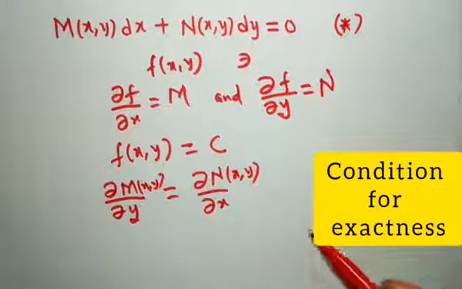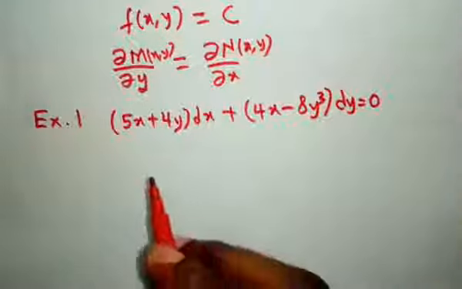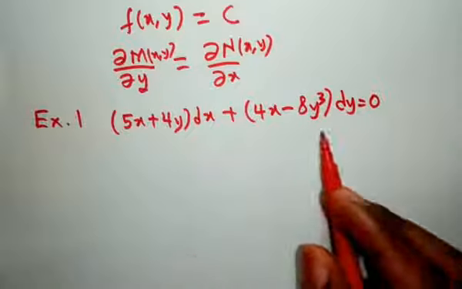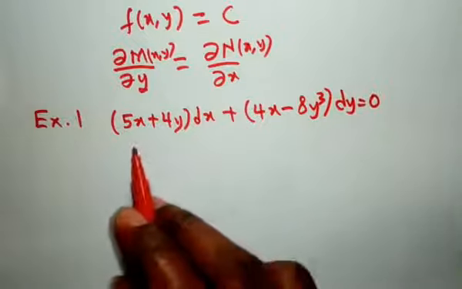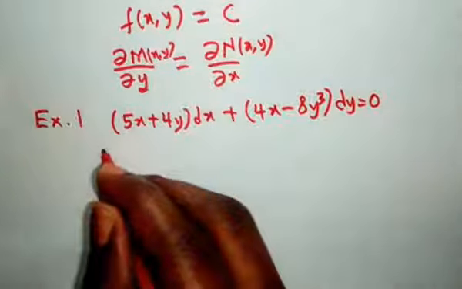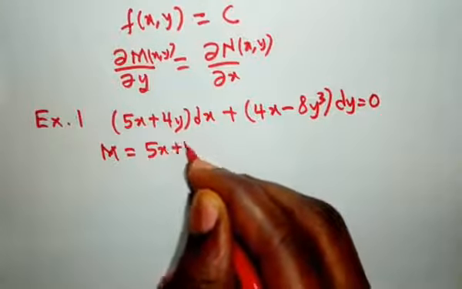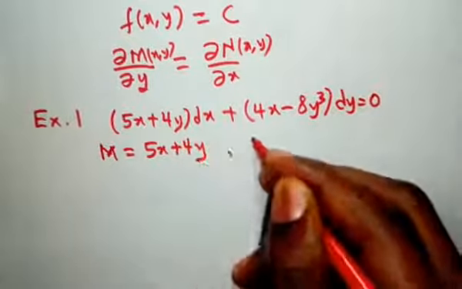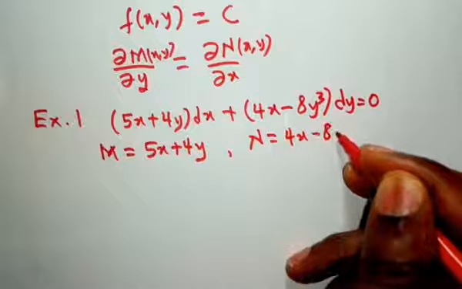Now let's see how to solve exact equations. We'll look at some examples on how to solve exact equations. Now example 1. Determine if this equation is exact and hence solve. So to check for exactness, we see that M equals 5x plus 4y and N equals 4x minus 8y cubed.